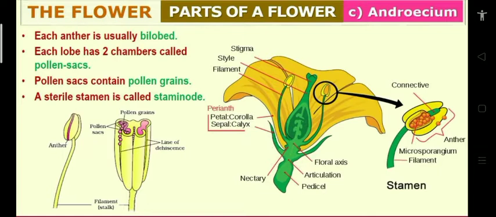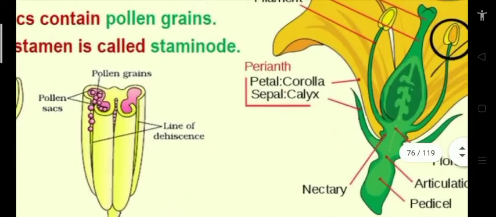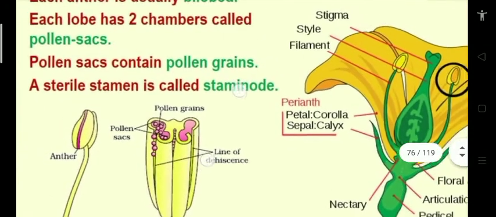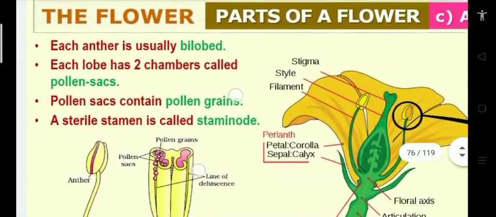Chamber, pollen sac and theca are all the same. Dithecous anther: each theca has one pollen sac or one microsporangium, so totally 4 microsporangia are there. 4 microsporangia is called tetrasporangiate. Inside the microsporangium, pollen grains are present. These pollen grains are nothing but the male gametophyte, which is in haploid condition.